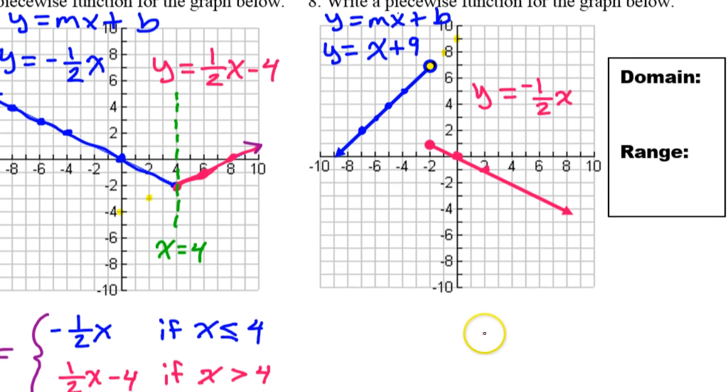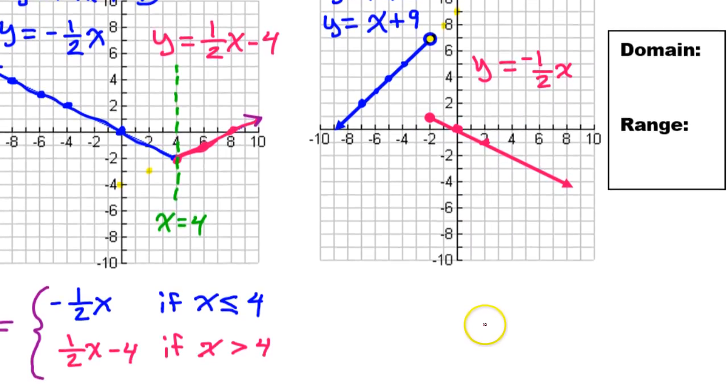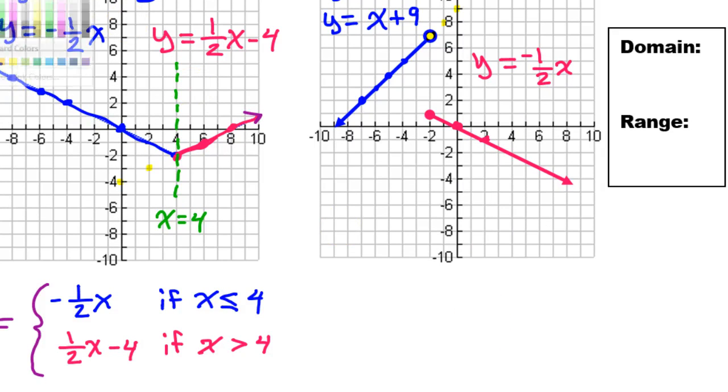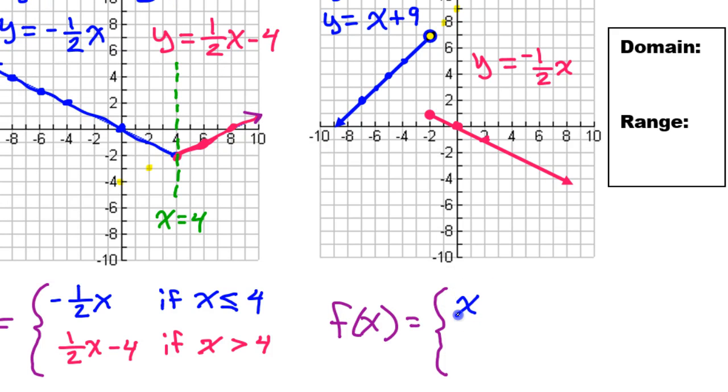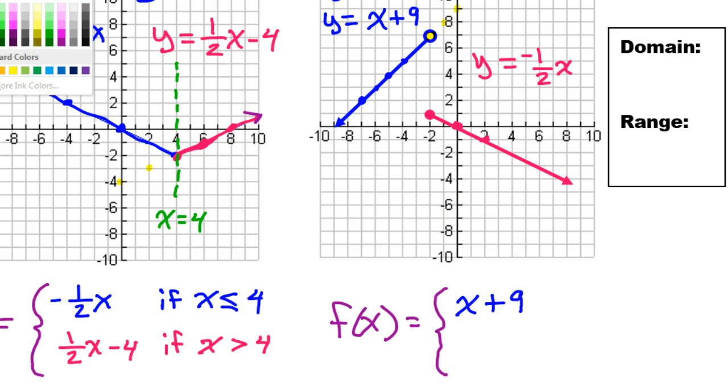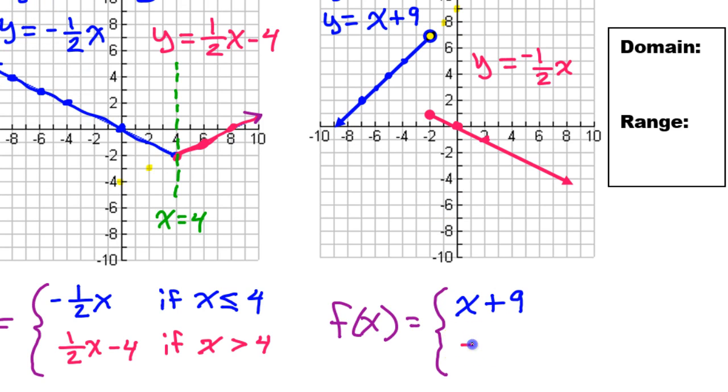So now I'm ready to write my piecewise function. Okay, so I'll have f of x equals, and I make a nice brace, like this. So here comes the blue function. So there's my x plus 9. And then my red function is my -1/2 x.